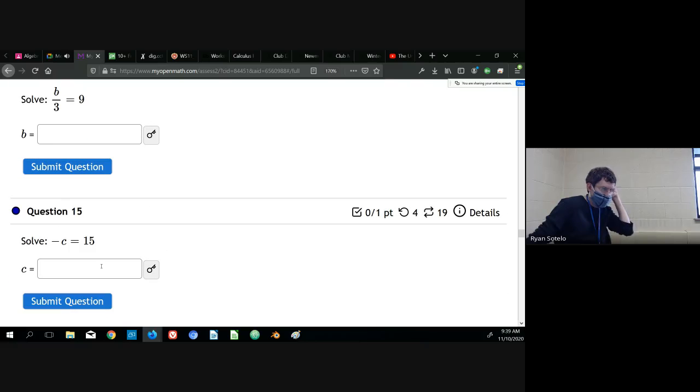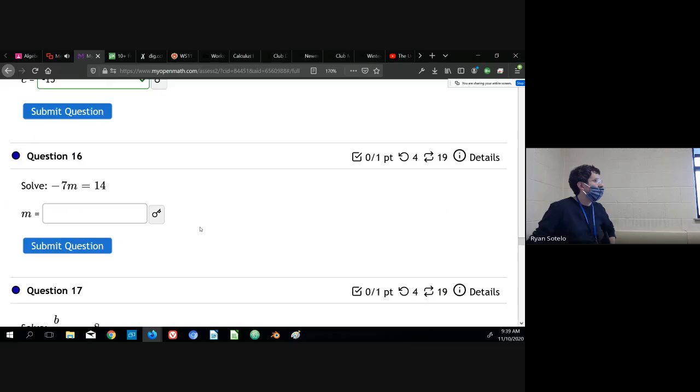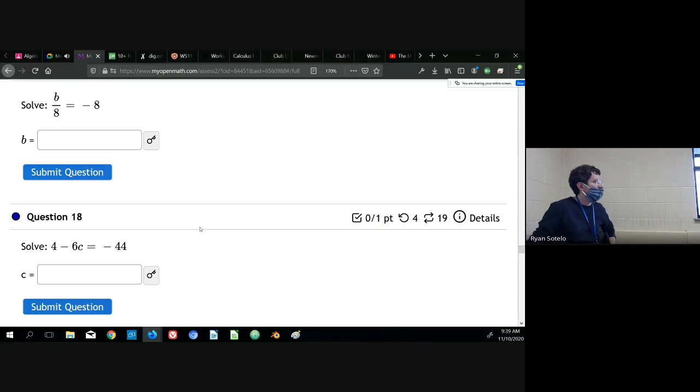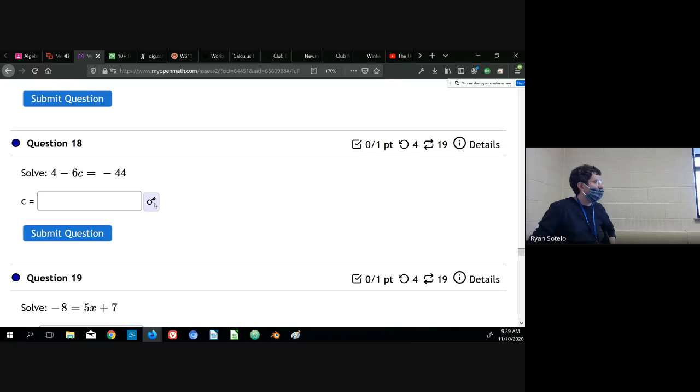Can you guys do 15? This one? Negative 15. Yeah, good. So the opposite of C is 15, so C must be the opposite of 15. So pretty much all those are the same. Here's 18, a little different.